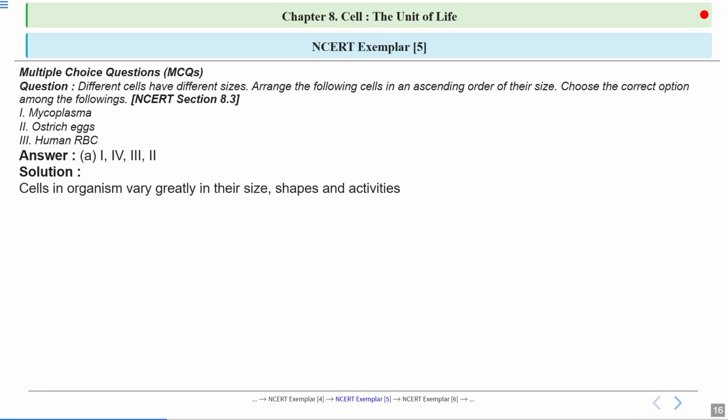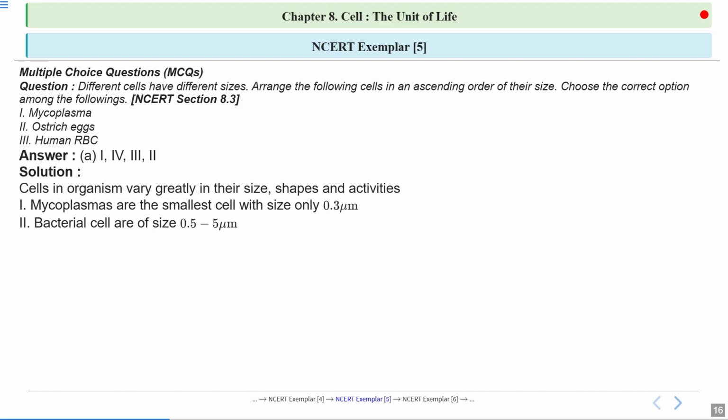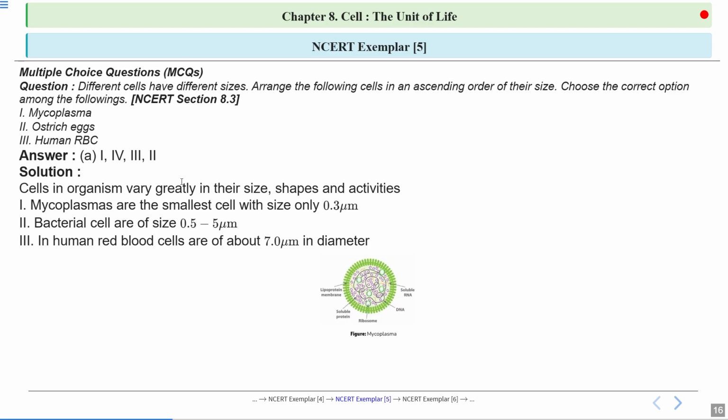Clear? Cells vary in their size, shape, and activities. Mycoplasma is the smallest living cell. Mycoplasma lacks a cell wall. Size is only 0.3 micrometer. Then bacterial cells are of size 0.5 to 5 micrometer. Then human RBCs are about 7 micrometer in diameter. Clear? And then comes the ostrich egg.